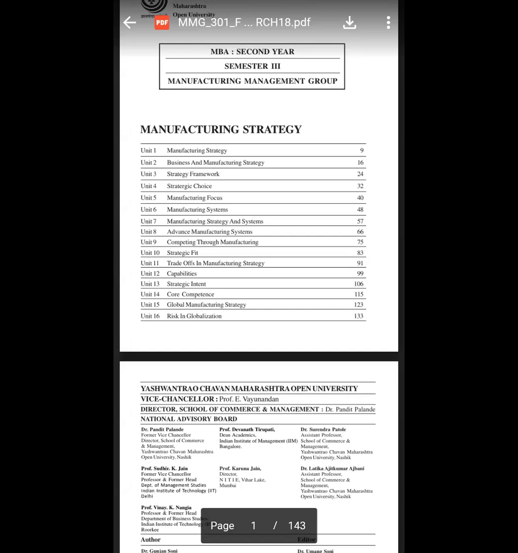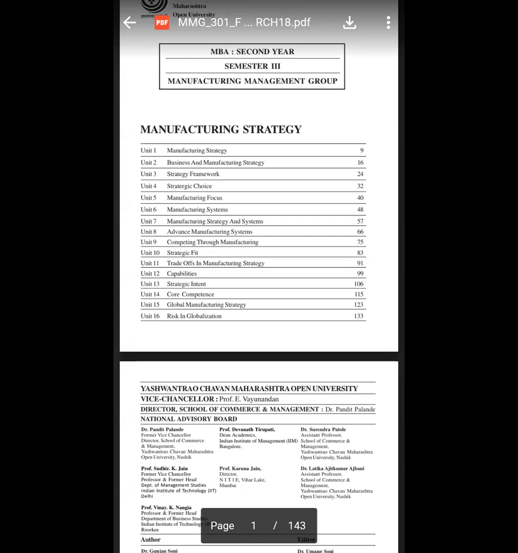Good morning, students. Today we are going to start with our manufacturing chapter that is called manufacturing management group. Your specialization is manufacturing, so we are going to start with the manufacturing strategy. This is your 301 course. We are dealing with the manufacturing strategy today, and your first unit is manufacturing strategy.